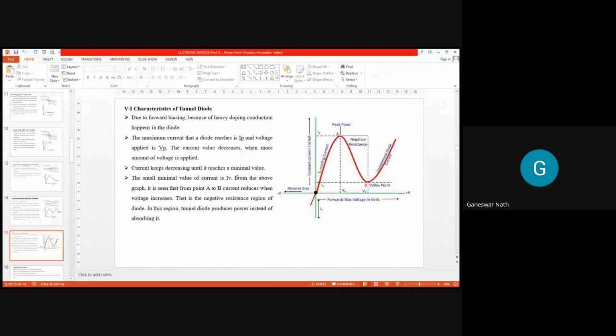So coming back to the VI characteristics, as I have already told you, when there is low voltage or no biasing, the current is zero. When the biasing is gradually increased, movement of electrons takes place from the N type to the P type, so the current increases, reaches a peak value, and after that decreases due to the change of energy level from N type to P type. So this is the trend of the VI curve for a tunnel diode. Am I clear to all?